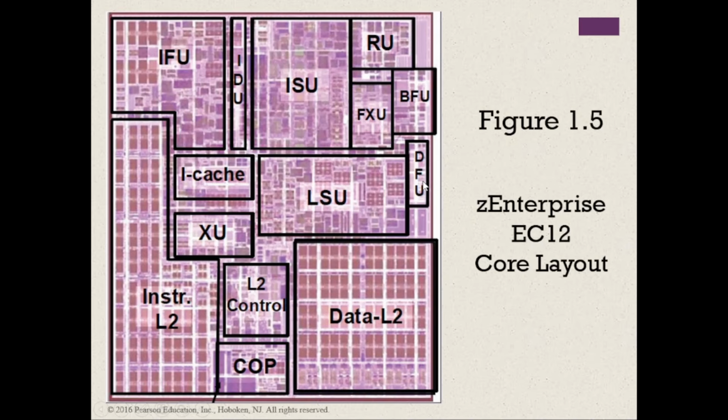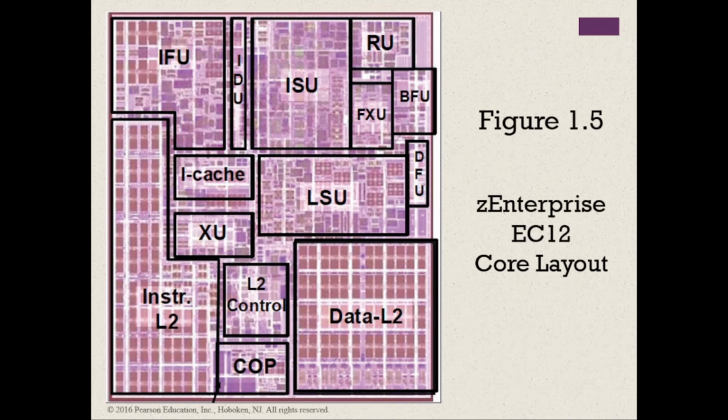The DFU handles both fixed point and floating point operations on numbers that are stored as decimal digits. And then next we have the RU, or the recovery unit. The RU keeps a copy of the complete state of the system, which includes all registers, collects hardware fault signals, and manages the hardware recovery actions. The RU, or the recovery unit.